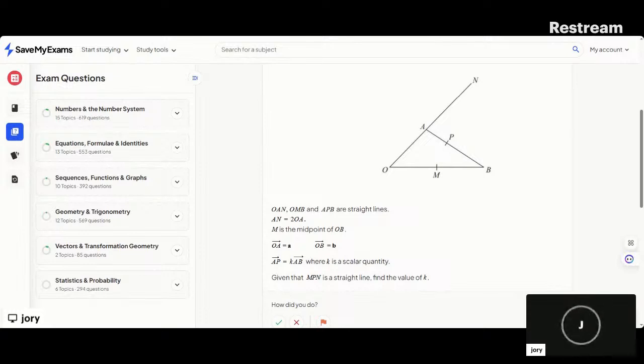So K equals half M, and K plus 2 equals 3M. Oh my god, so K equals 3M minus 2. So half M equals 3M minus 2. 3 minus half is 2.5, so 2 equals 2.5M. 2 divided by 2.5 is 4 over 5, so M equals 4 over 5.